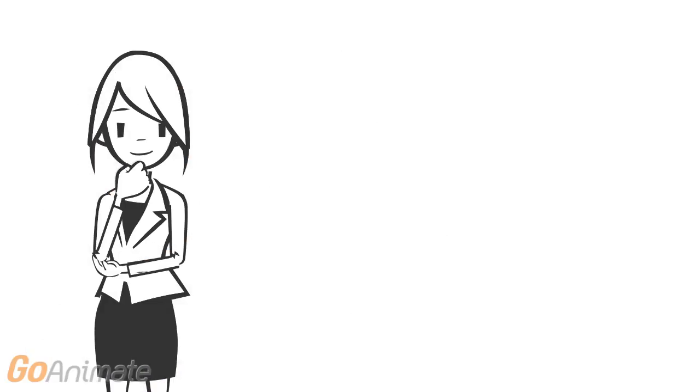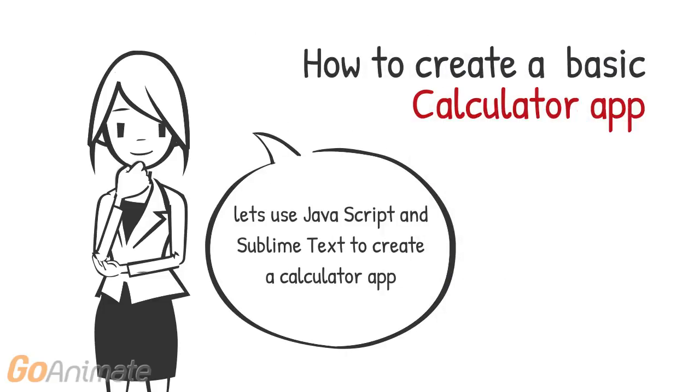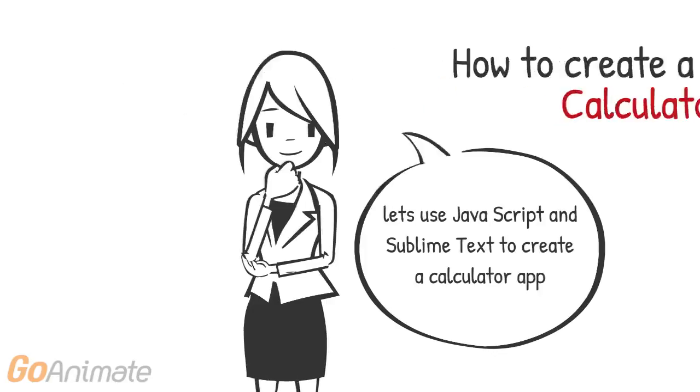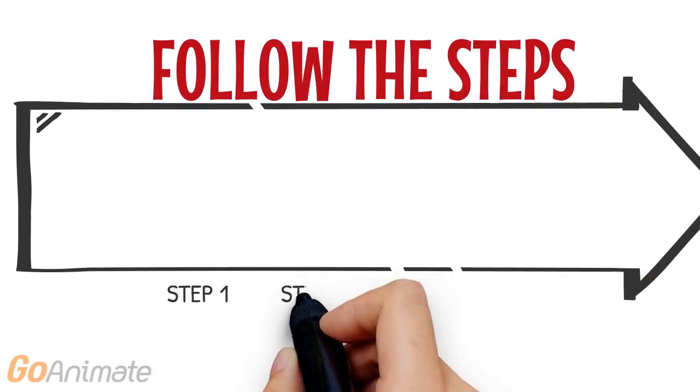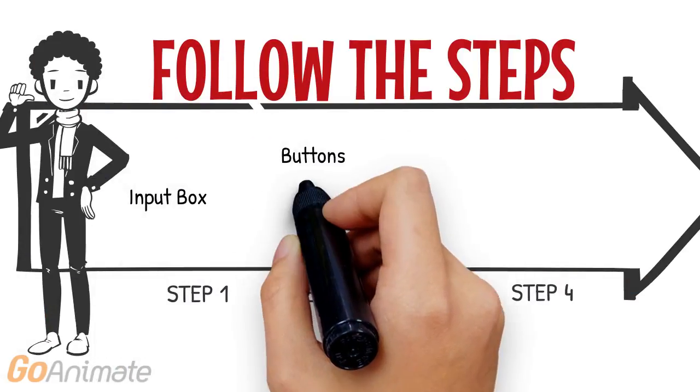Okay, let's now begin to create a basic calculator app using the app language JavaScript and the Sublime Text we just used in the Hello World activity. Follow the steps on the next set of slides to learn how to create the code used to make a calculator application.